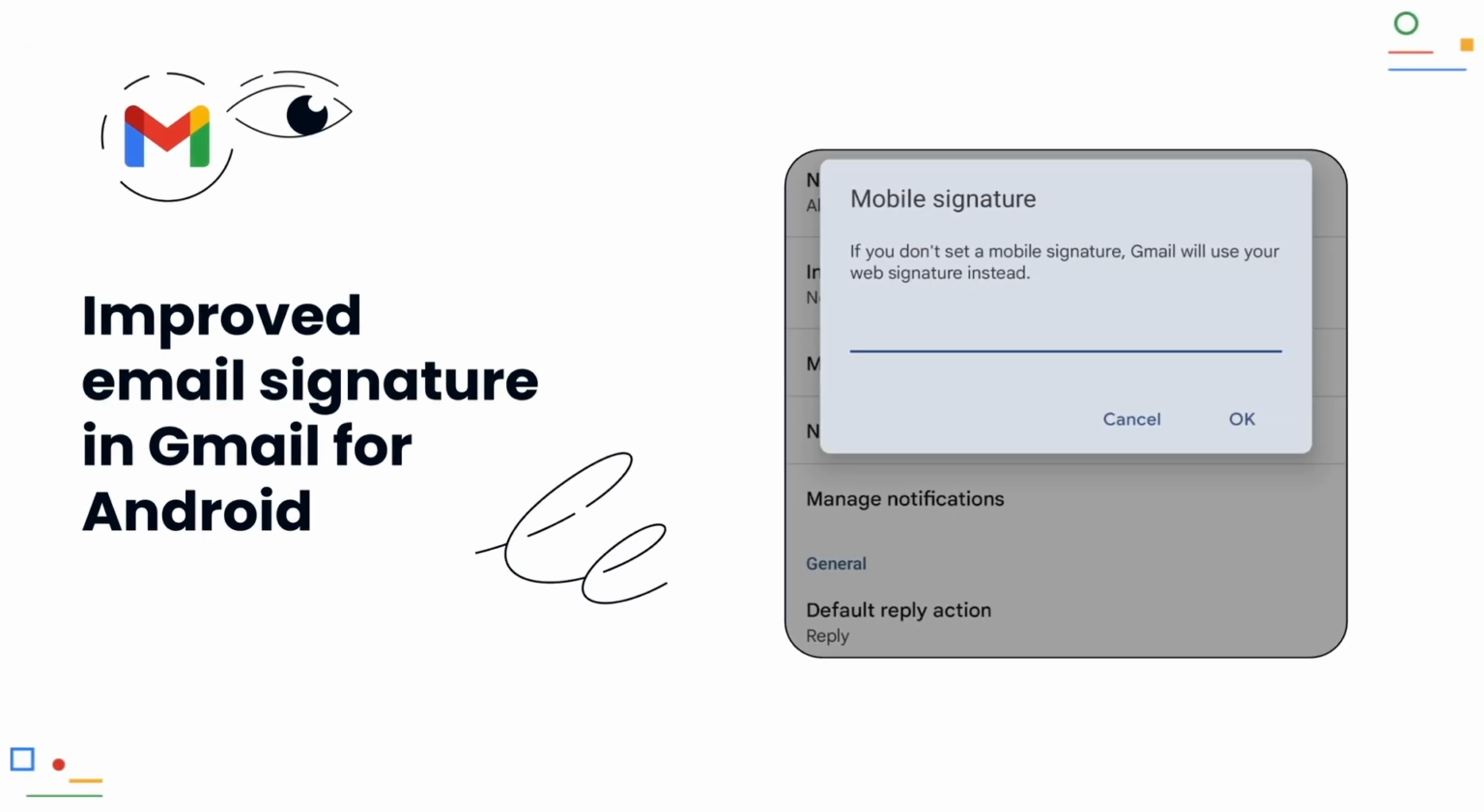Improved email signature in Gmail for Android. If you haven't set up a mobile signature in the Gmail app on your Android device, your web signature will now be inserted when composing an email. This signature supports images, logos, and text formatting, just like in the web version of Gmail. If you prefer not to use it, simply set up a mobile signature.